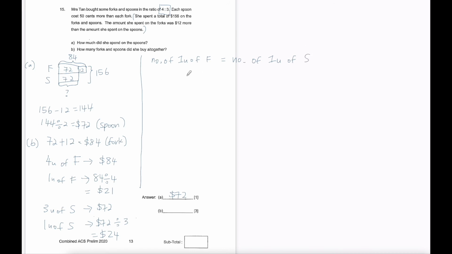So if I have 5 forks, there will be 5 spoons. But do you realize that the price for them is different? Because obviously they cost different, correct? Each spoon costs 50 cents more than each fork. So let us see here. 1 unit of fork is $21, and 1 unit of spoon is $24, which makes sense because the spoon costs 50 cents more. So for each 1 unit of fork and each 1 unit of spoon, the difference is $3. So this is for 1 unit. And one thing we know is that 50 cents is the price difference of 1 fork and 1 spoon.